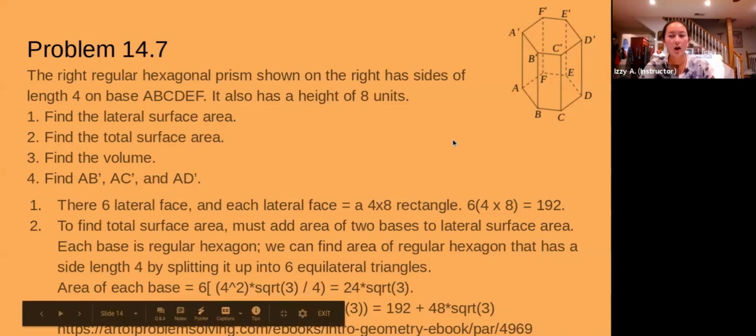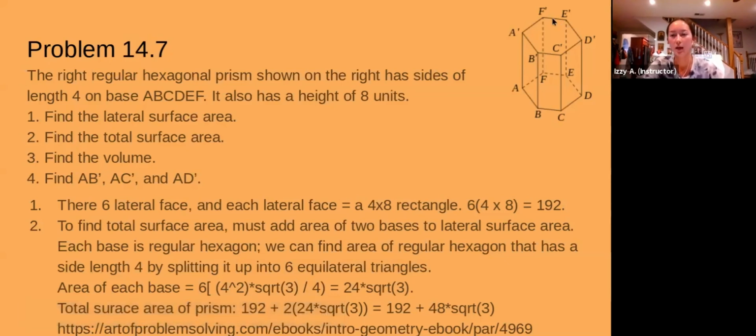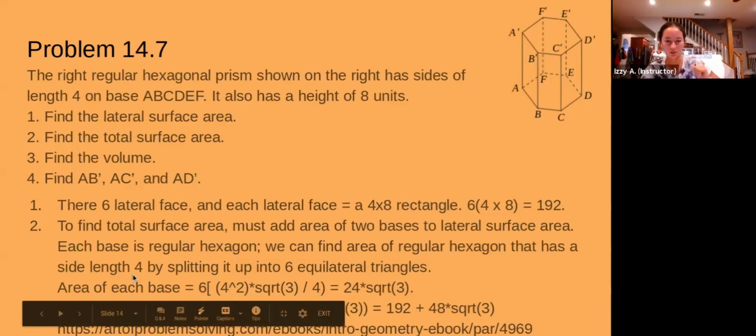And then if you recall from previous problems, we have dealt with finding the area of a regular hexagon, where we split up the hexagon into 6 different equilateral triangles. So in case you forgot about that, that was a refresher for 2 of those concepts. And if you simplify this, you would get 24 times square root of 3.